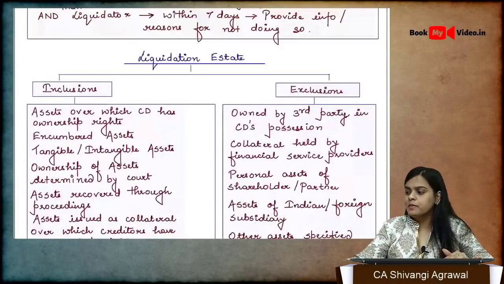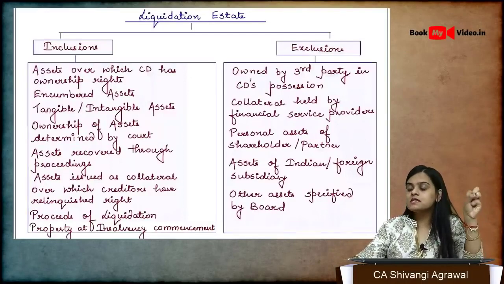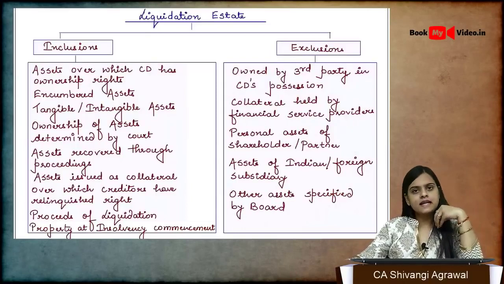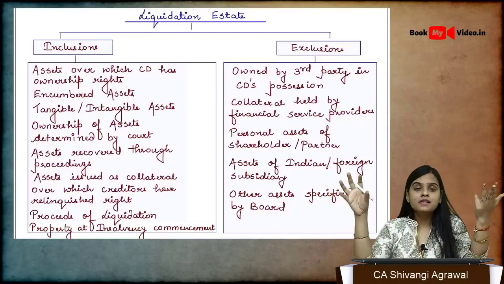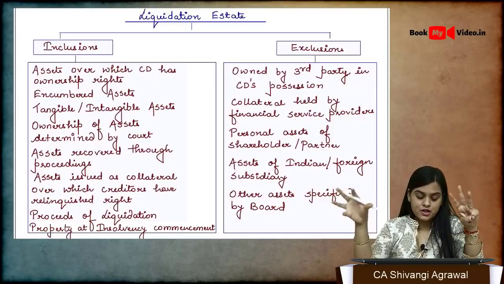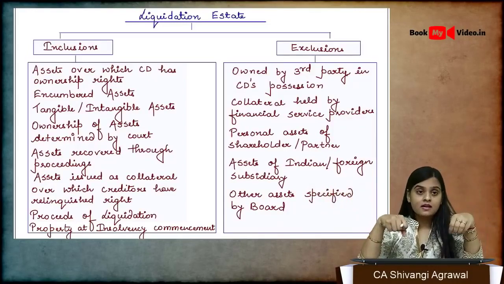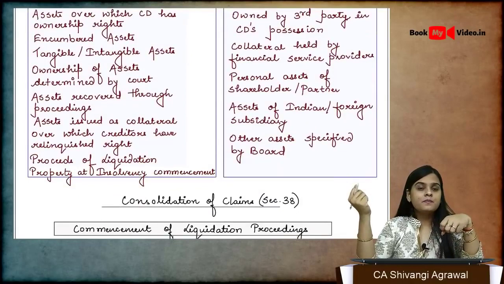Now, liquidation estate. What do we mean by liquidation estate? See, there is a company. What are the assets which will be treated, which are going to be included in the estate, and what are the assets which will not be included? So, of course, the assets over which corporate debtor has ownership rights, any encumbered assets also, all types of assets, whether tangible, intangible. If there are some decisions, there was some suit pending for which court has declared that yes, this asset belongs to the company, so that asset will also be of the company. If there is some asset which has been recovered through proceedings during CIRP proceedings, that asset also, assets which are collateral.